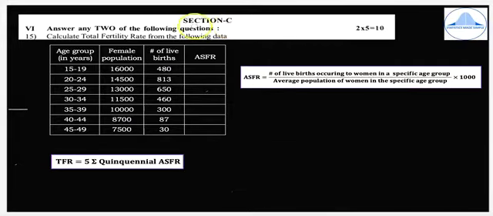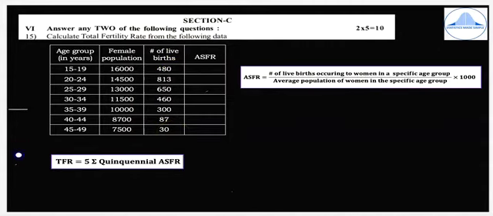Section C. Sixth main, answer any two of the following questions. Each of these questions will carry 5 marks. The 15th one: calculate total fertility rate from the following data. In the first column, they have given the age group in years from 15 to 19 up to 45 to 49, and the corresponding female populations and the number of live births in each of these age groups are given.